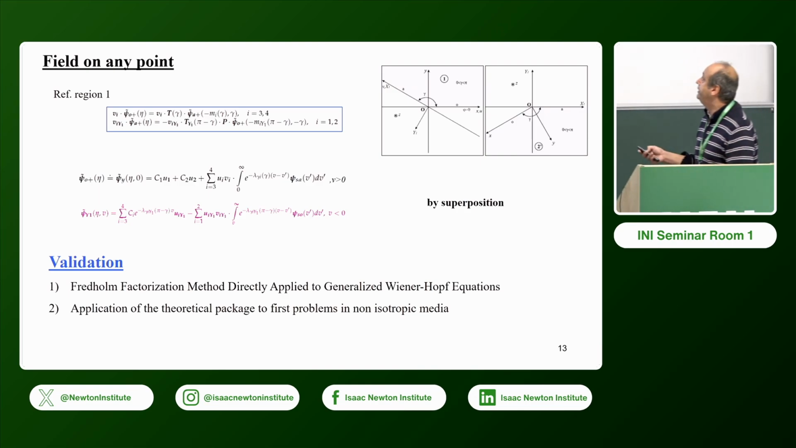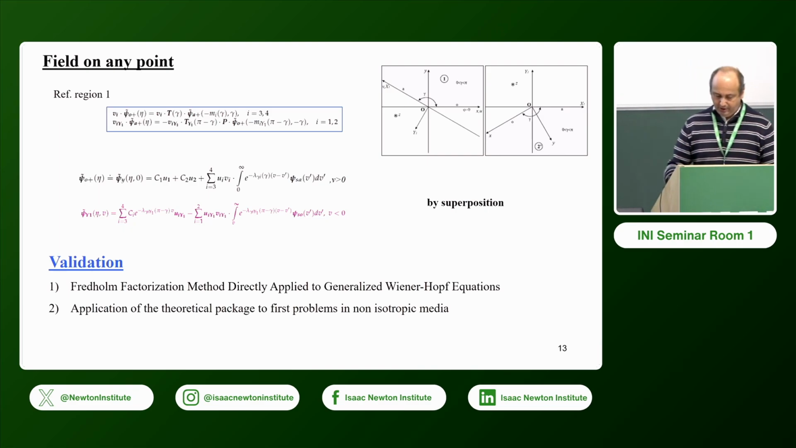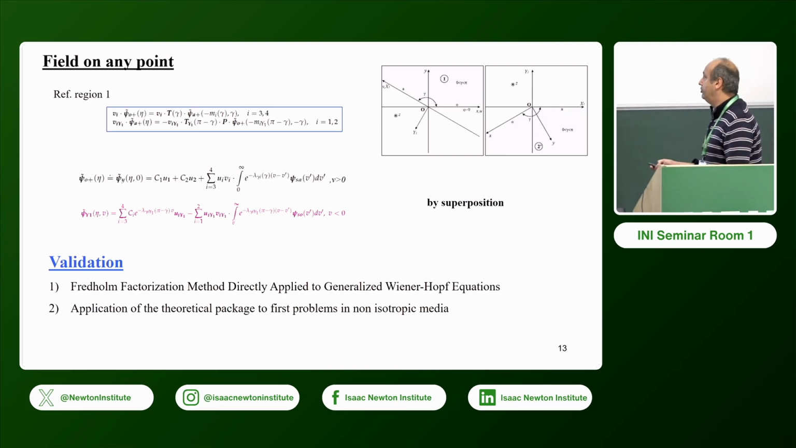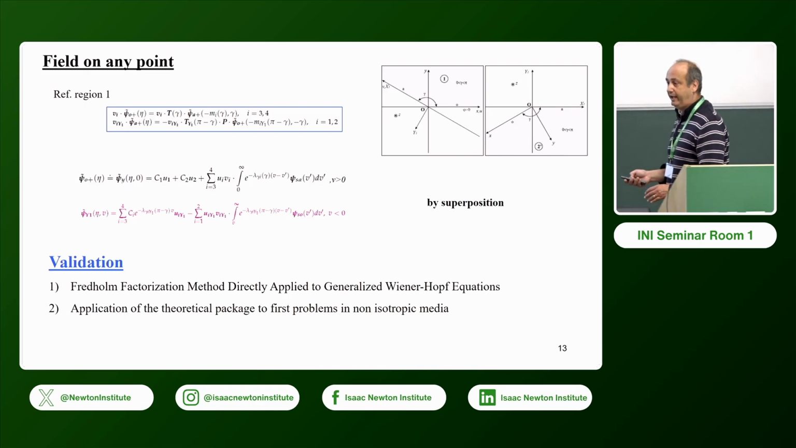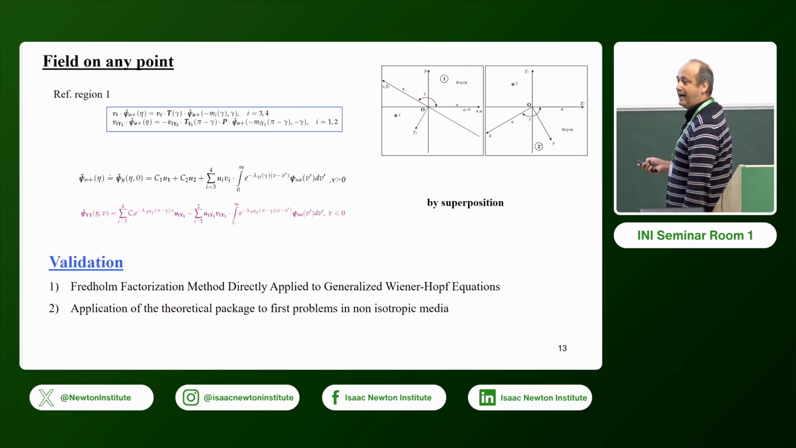The other solution is to split the angular regions and have a coupled system of equations for one subregion, the other subregion, and get the spectra along one direction. These are all methodologies to get the field at the end. But now I want to show some validations. First of all, I want to validate the Fredholm factorization method directly applied to the generalized Wiener-Hopf equation. We will do this in a very simple case because we want to show the correctness of the method. So we are going to analyze region 1 with perfect electric boundary conditions.